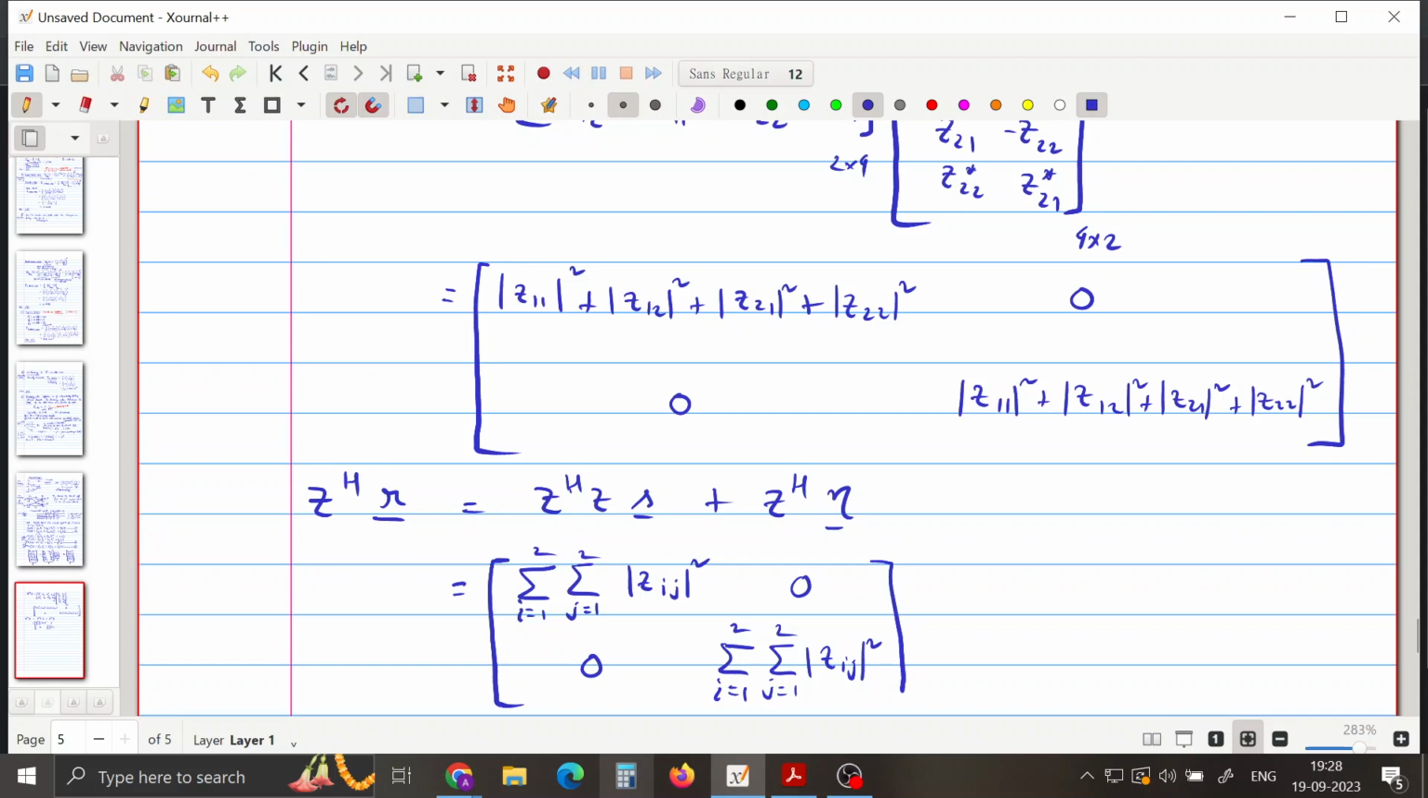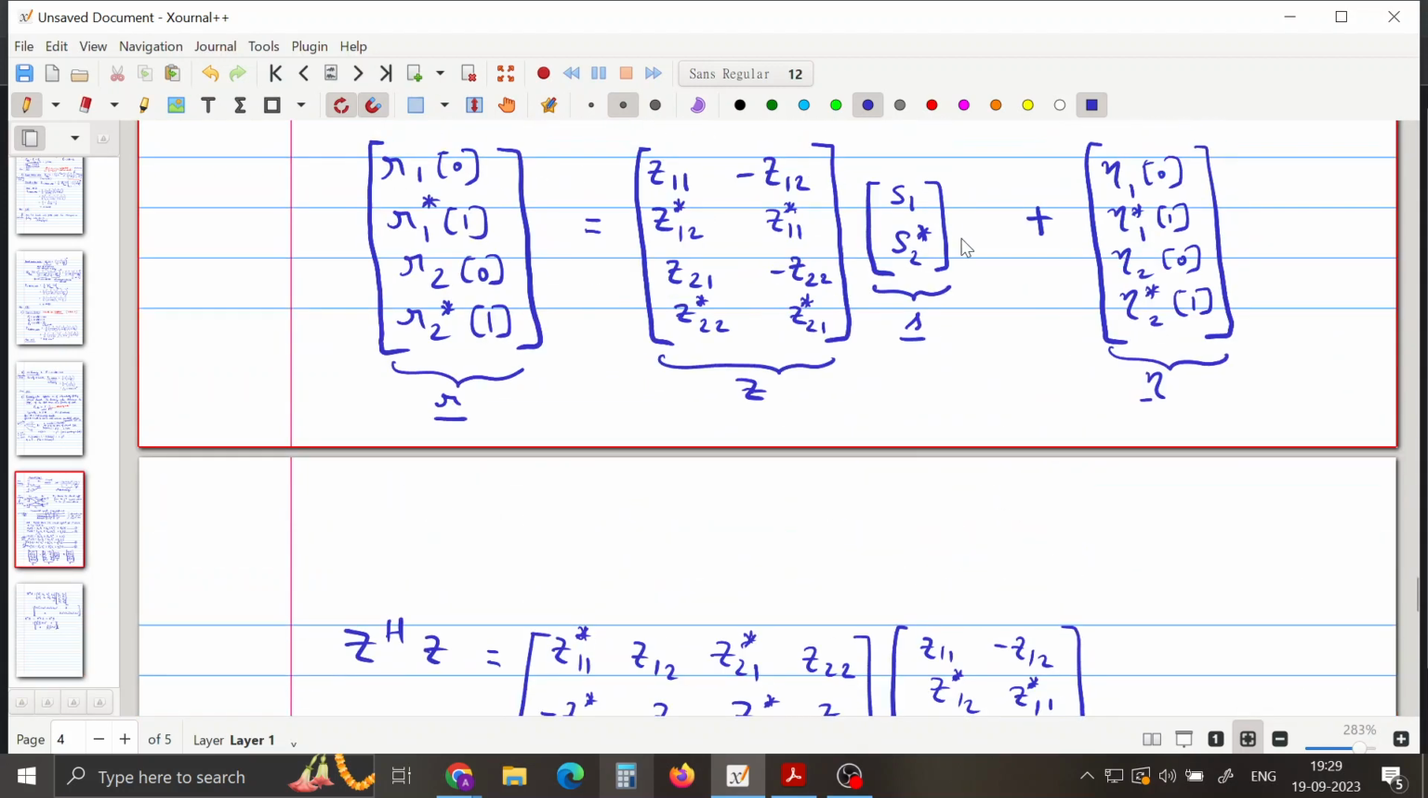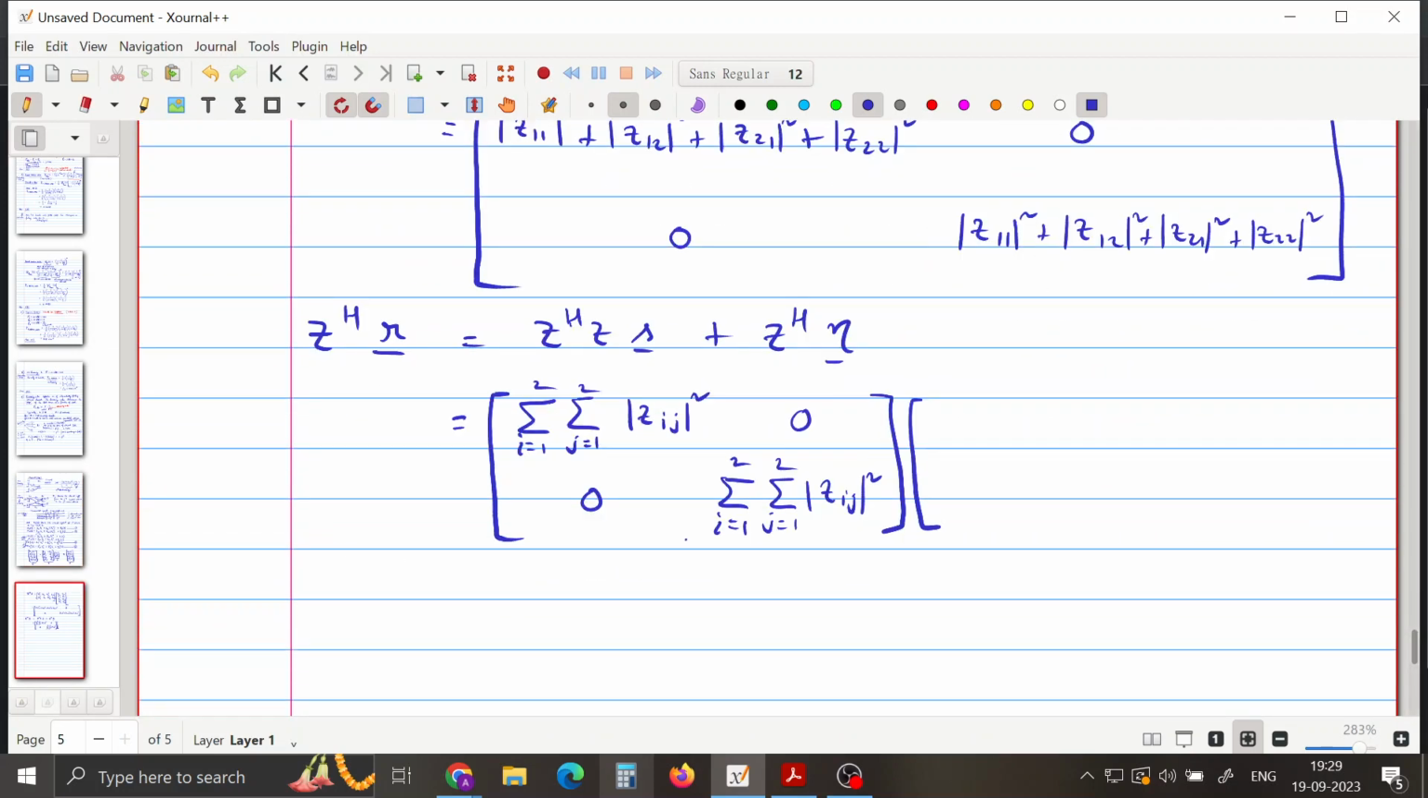Right, and times s vector. What is your s vector? Go back, what is your s vector? That's basically this s1 and s2 star here, right? s1 s2 star plus this z Hermitian times your noise vector.